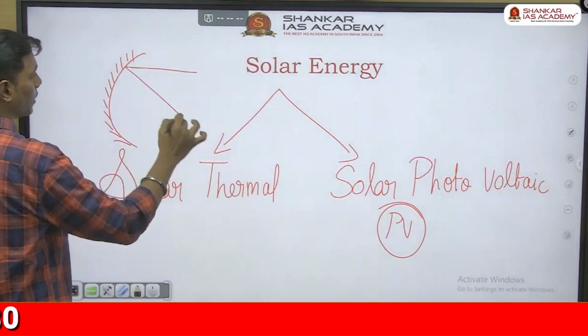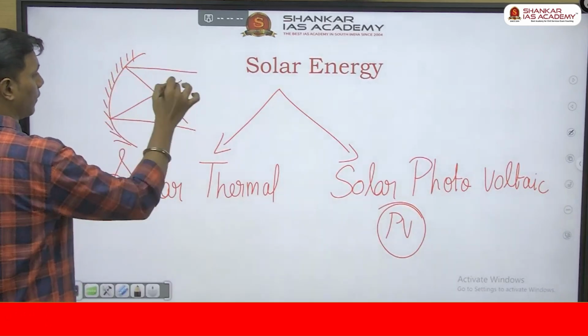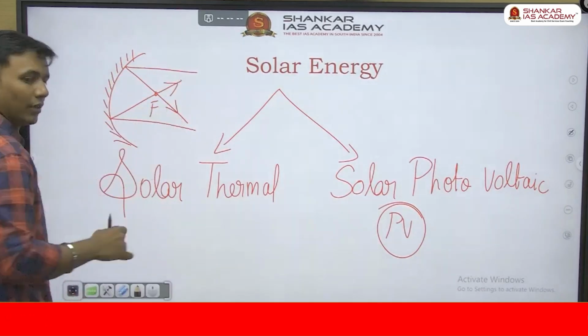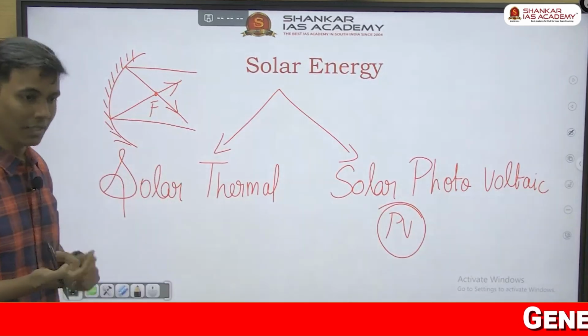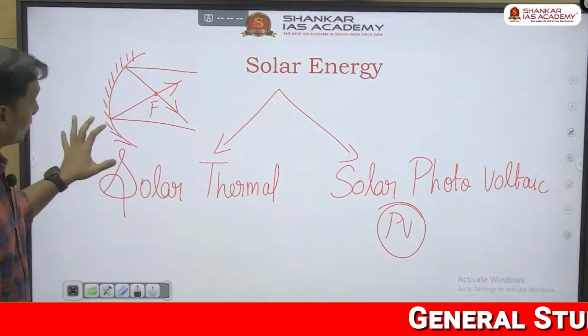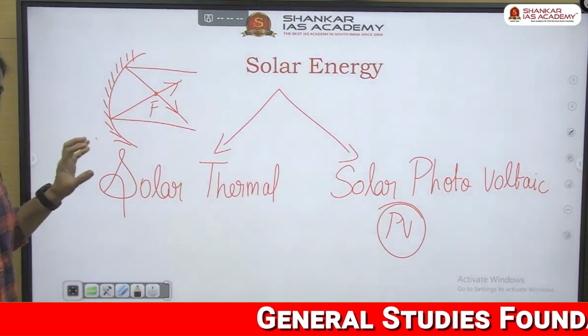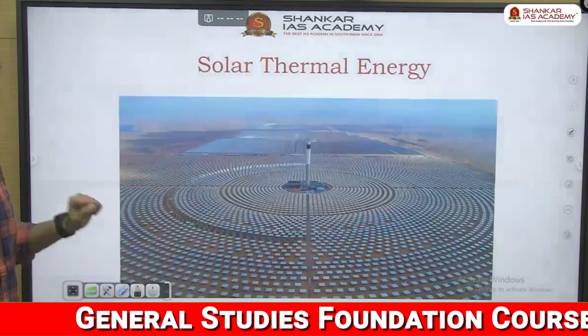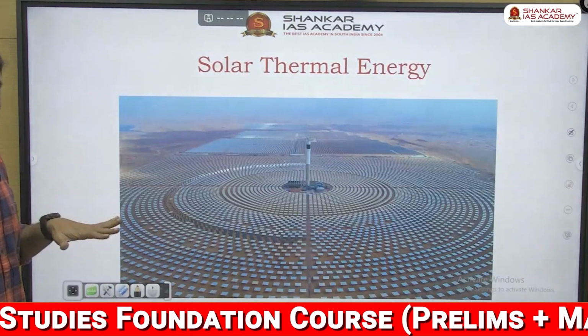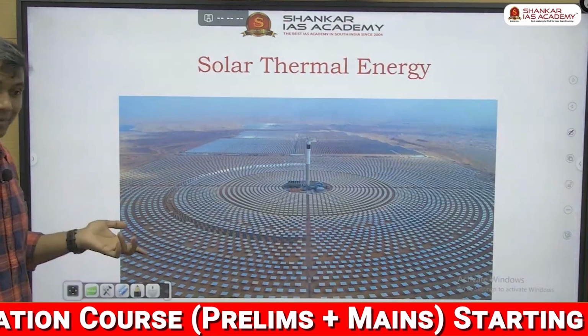Light falls on this, gets reflected back at a focal point, correct? At the focal point, the intensity is higher, the temperature is also higher. So this is for one concave mirror. What if I keep these many concave mirrors? Thousands of concave mirrors. Imagine the temperature it is capable of producing.